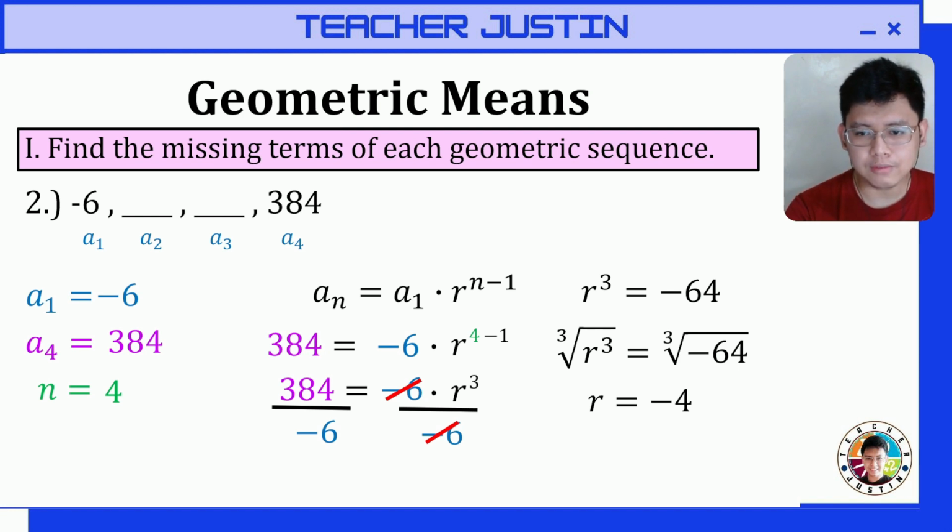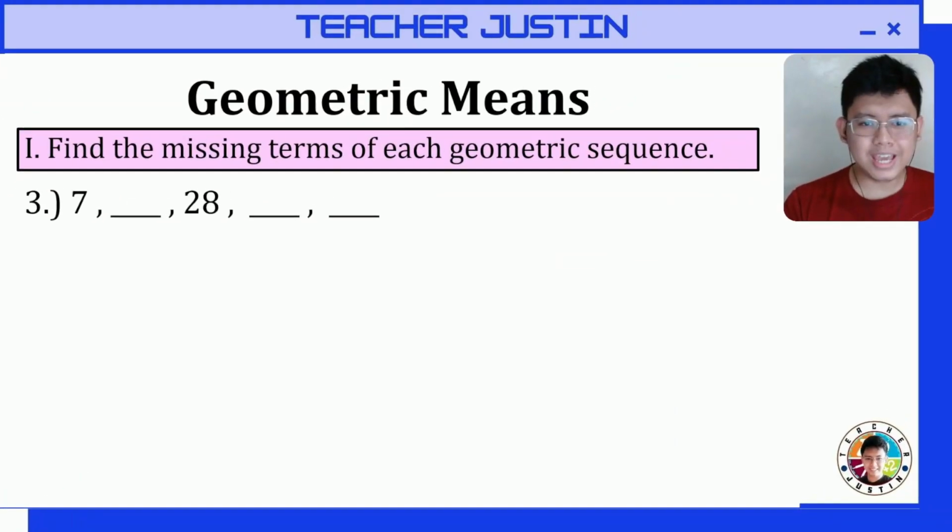Now that we have the value of r, the common ratio, we have to multiply the first term by negative 4 para makuha natin yung second term. So, negative 6 times negative 4, we will have 24. 24 times negative 4 will give us negative 96, and that will complete our geometric sequence. Tada! Alright.